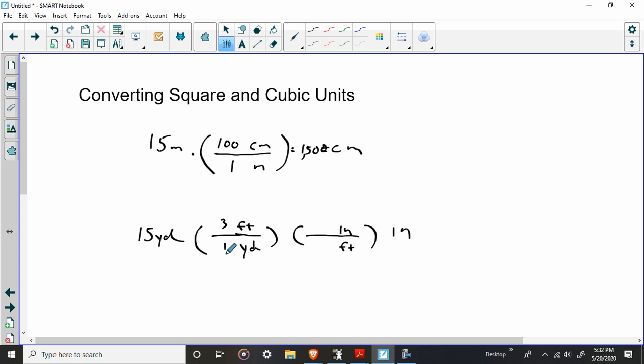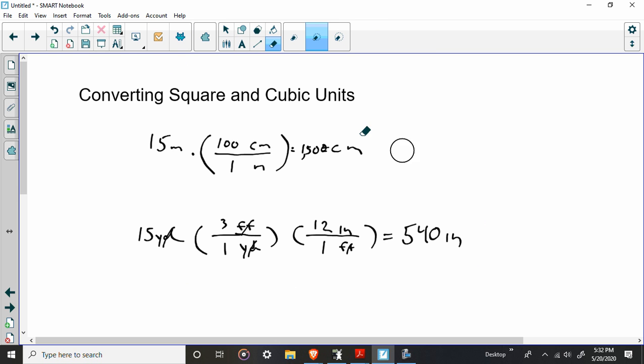3 feet equals 1 yard, and 12 inches equals 1 foot. So again, yards cancel, feet cancel, 15 times 3 times 12. 15 times 3 is going to be 45, and 45 times 12 is 540, I believe. So pretty straightforward there. There's not too much of a difference. The problem is when we're dealing with square and cubic units, this can get a little bit tricky.